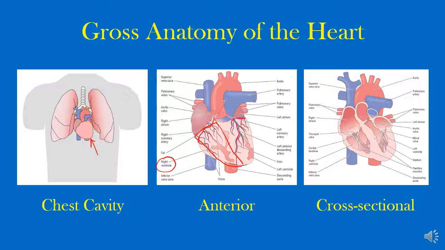Here we can see the four chambers of the heart. Here you have the right atrium, and on this side you have the left atrium. You also have the right ventricle and the left ventricle. And coming from the right ventricle comes out the pulmonary artery, and from the left ventricle, the aorta.